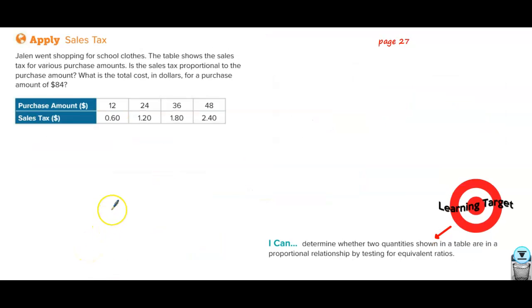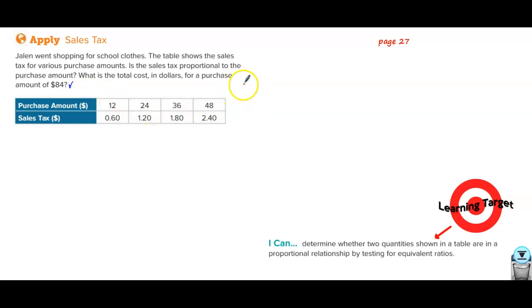Okay, so here we have a sales tax example then. Jalen went shopping for school clothes. The table shows the sales tax for various purchase amounts. Is the sales tax proportional to the purchase amount? What is the total cost in dollars for a purchase amount of $84? So they're asking us two questions. Is this proportional? And how much tax would we pay if we spent $84?